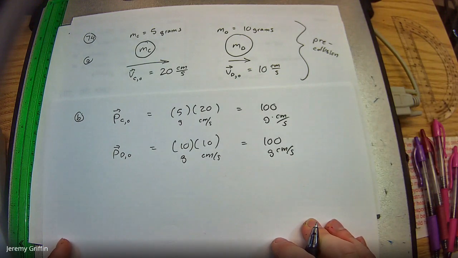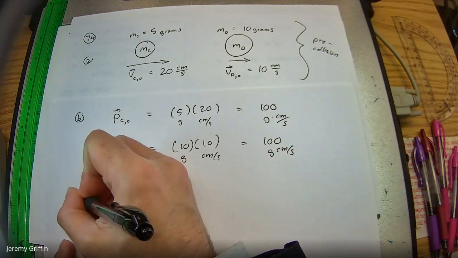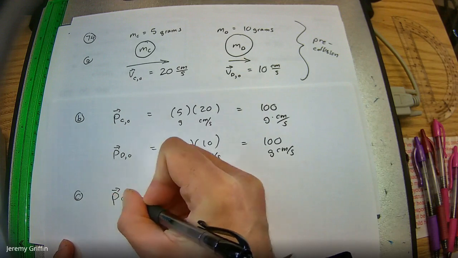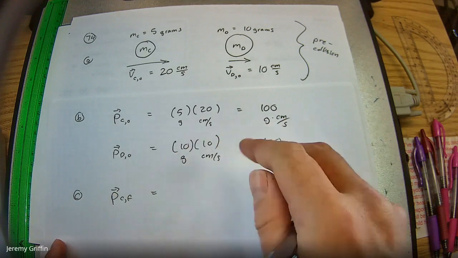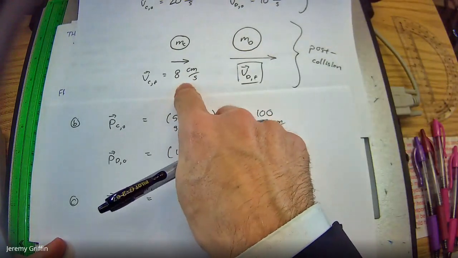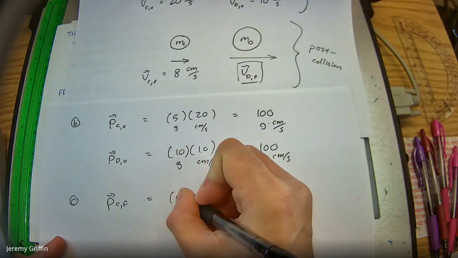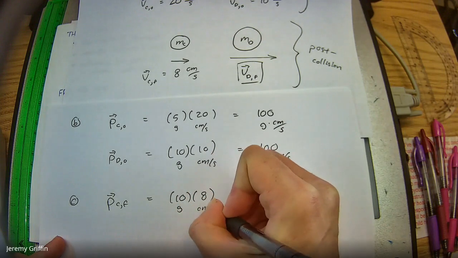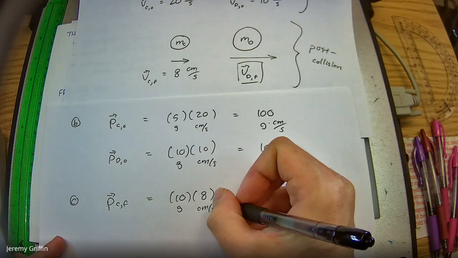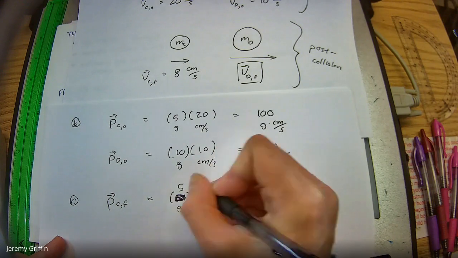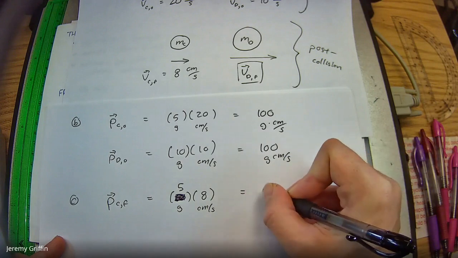Parts C and D say calculate the momentum of each one afterwards. So the momentum of marble C post-collision is, well, now we need the post-collision picture. We've got 10 grams moving at 8 centimeters per second. No, scratch that, 5 grams. 5 grams moving at 8 centimeters per second. That's going to come up to 40.